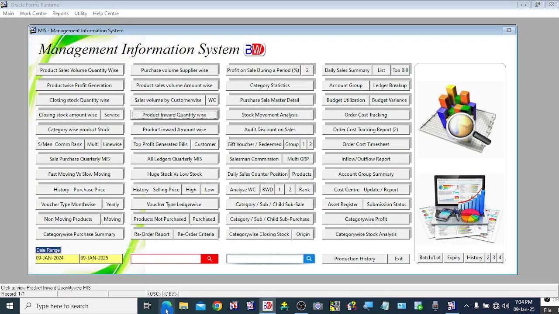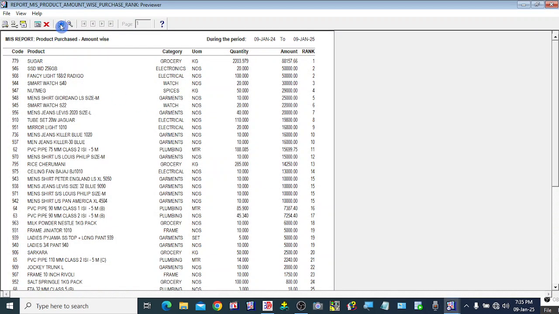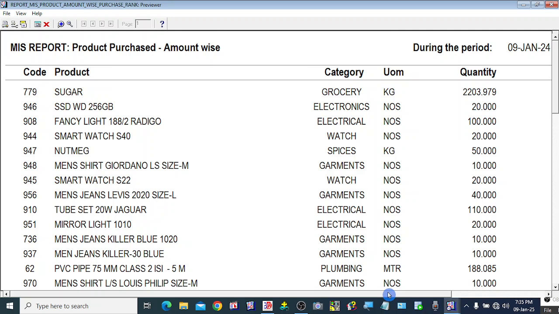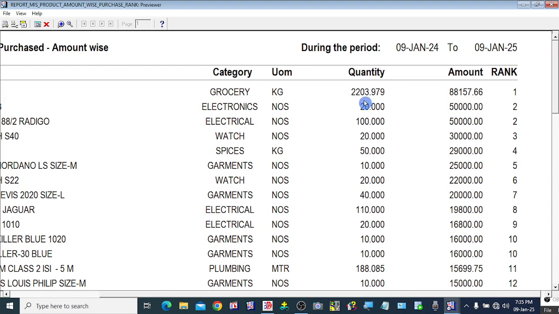Now what we have checked is the top purchased product on quantity wise. If I want to know the amount wise product purchase information, which product I have purchased more as amount wise, here we can see sugar, 2203 quantity or kg I have purchased during this period, and it is worth amount 88,157. Quantity as well as value information you can see in this report.